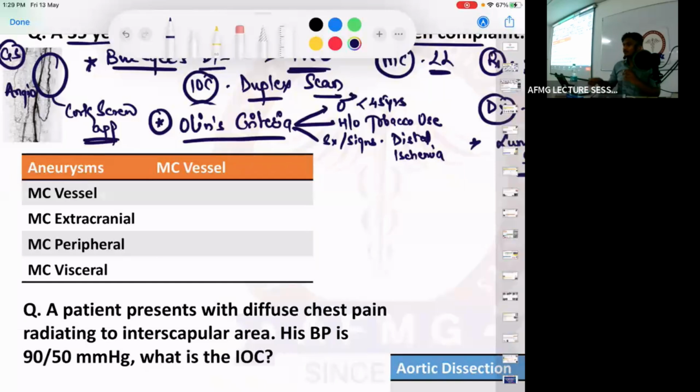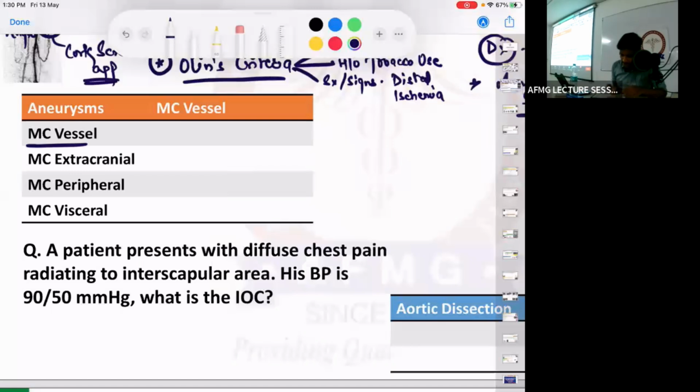Next is arterial or vascular aneurysm. Aneurysm means dilatation of the vessel. Most common vessel undergoing aneurysm is the circle of Willis, with rupture of a berry aneurysm. Now, the most common extracranial vessel, if they ask you.